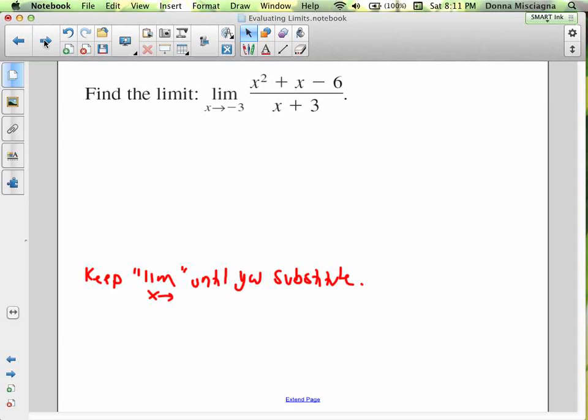There we go. And a little reminder: do not drop the word limit until you substitute. Otherwise, you have a linkage error. You've said something untrue. Because remember, x equals negative 3 is not going to be in the domain of this function, ever. However, the limit will exist as x approaches negative 3. So keep the limit until we substitute, because x is never negative 3 for this function.